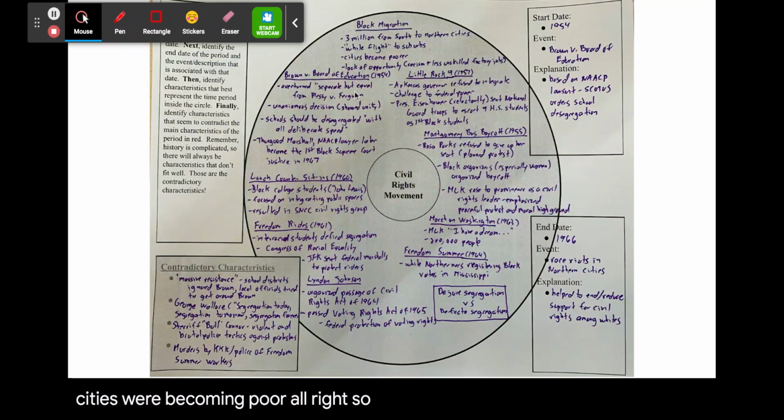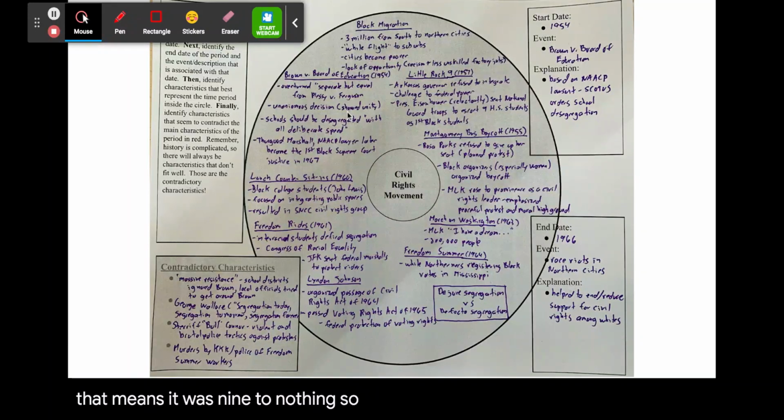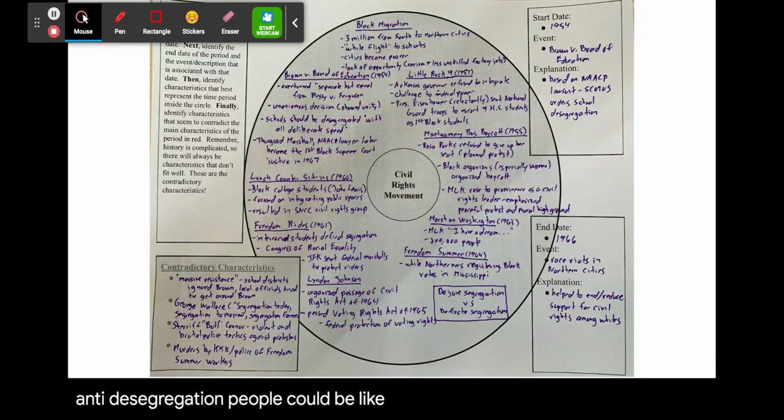All right, so Brown versus Board of Education, I mentioned a bit earlier. This overturned the idea of separate but equal from Plessy versus Ferguson. It was a unanimous decision. That means it was 9-0. So it showed unity in the court, right? There was no question like, oh, it was a close decision, so maybe anti-desegregation people could find a way around this. But no, there was no question about it, right?